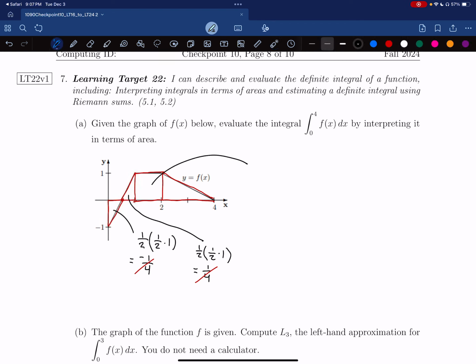Let's do the square now. Easy enough. It's 1 by 1, which equals 1. And then finally, this triangle of 1/2 base times height, where the base is going to be 2, from 2 to 4. The height is 1 again. This just equals 1. So we're including this shape and this triangle as well. So that means the area and the integral is equal to 2.